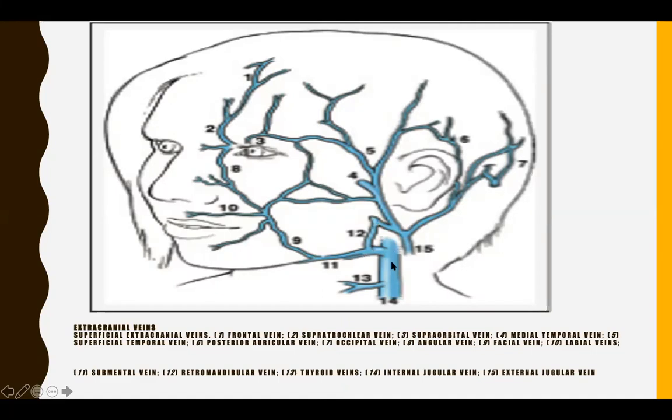And then it drains directly into the IJV. So we'll see in short about all the drainage pathways. Coming to the posterior part is the medial temporal vein, the superficial temporal vein, then the posterior auricular veins, and also the occipital veins. So all these drain into the EJV.